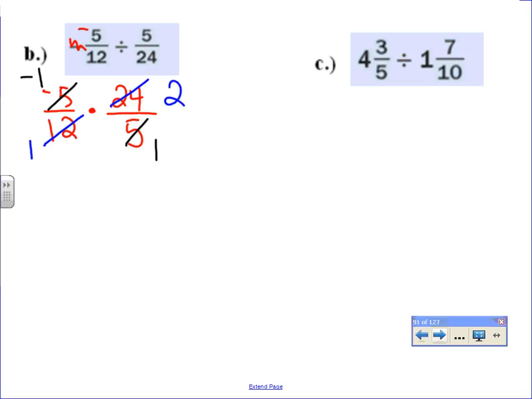Multiply across the top, across the bottom. Negative 1 times 2 is negative 2. 1 times 1 is 1. Any whole number always has 1 on the bottom. Any integer, I should say. So your answer here is negative 2.